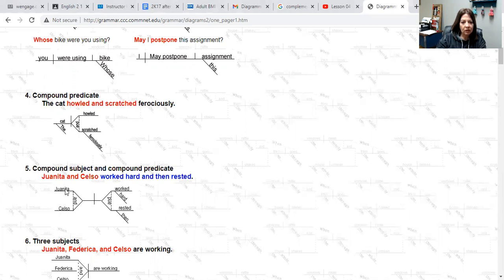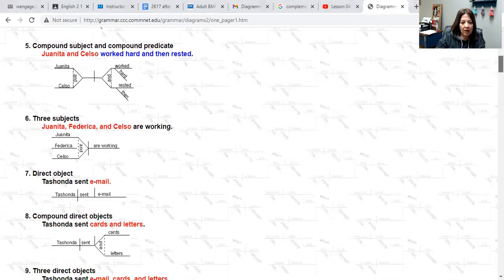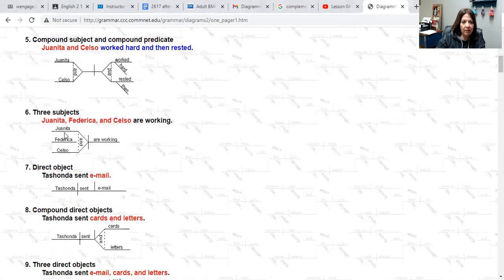Down here, you have two subjects. You have your and. You have the line that goes all the way through, meaning that's separating the subject from the verb. And then you have two verbs, and with the and there also. If you have three subjects or more, you just stack them and you put them in the order that they occur in the sentence. So Juanita comes first, and then it just continues like that. Remember your line to separate your subject and verb, and you put the complete verb. So if there's a helping verb, you add that one also.